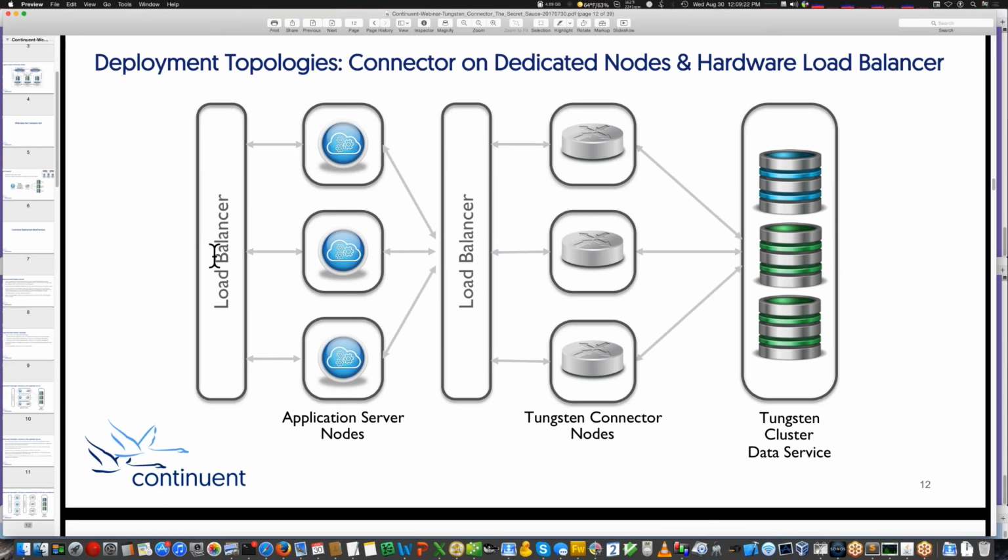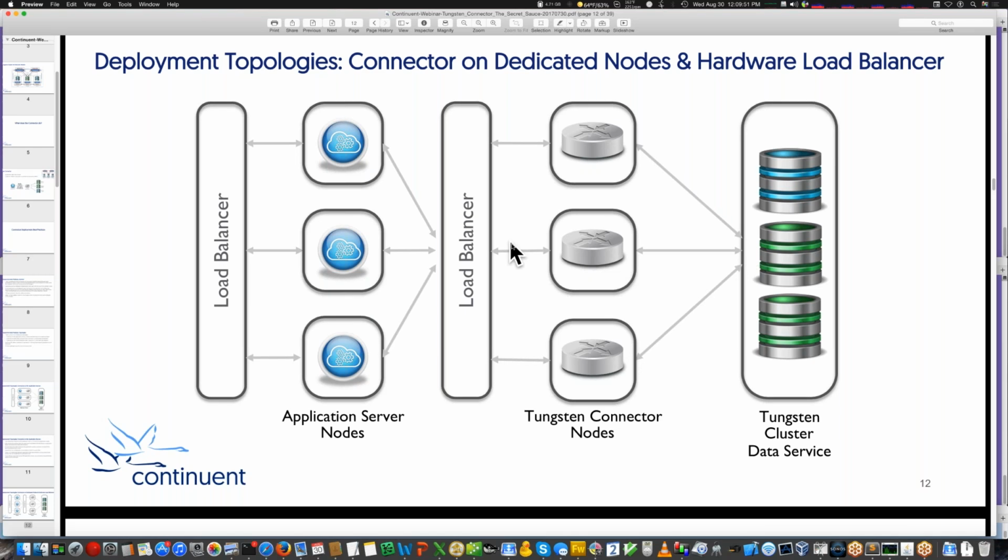Here we have a very similar design from the front, looking in, your load balancer, your application servers. But now we're going to deploy a hardware load balancer, and your application servers will request database from the load balancer. The load balancer will have a pool of dedicated connector nodes to choose from, and the connectors will function as designed in the back end, as we've already discussed that behavior.